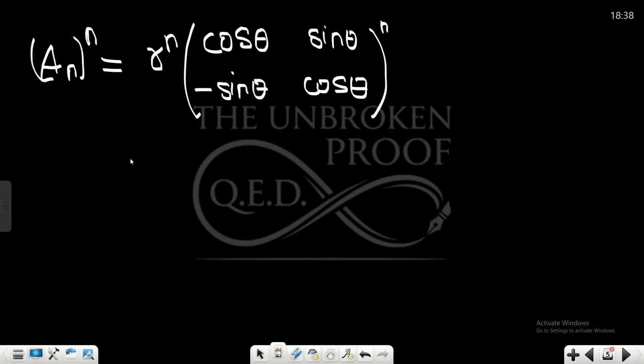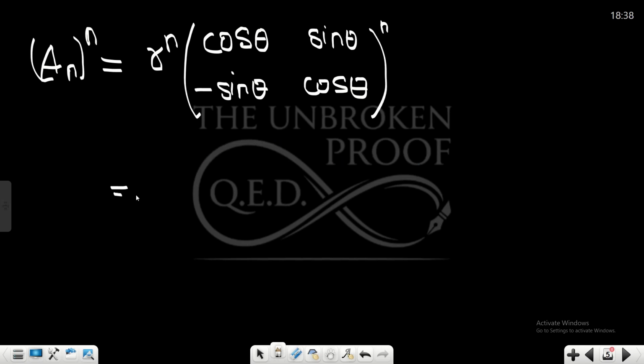Now if you write cos power n theta, then this can be written as cos n theta. This is actually a theorem which comes from de Moivre in complex numbers, so that theorem we are going to use over here.